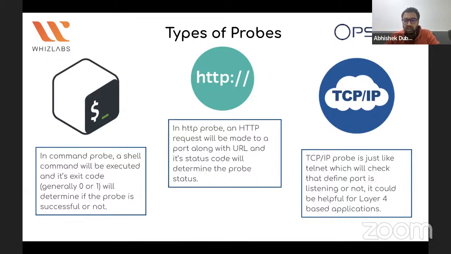For example, if you have a layer 4 based application, like MySQL or MongoDB, there you don't have layer 7 based capability. You cannot make an HTTP request to MySQL, MongoDB, or Redis based databases. In that case, you need a mechanism through which you can check the port which we have defined for these databases. For example, for MySQL we have defined 3306, and we check if it is listening or not. We would do a telnet and check that 3306 is listening. The same thing we can do using the TCP IP probe, which will make a connection and only check if port 3306 is running or not.